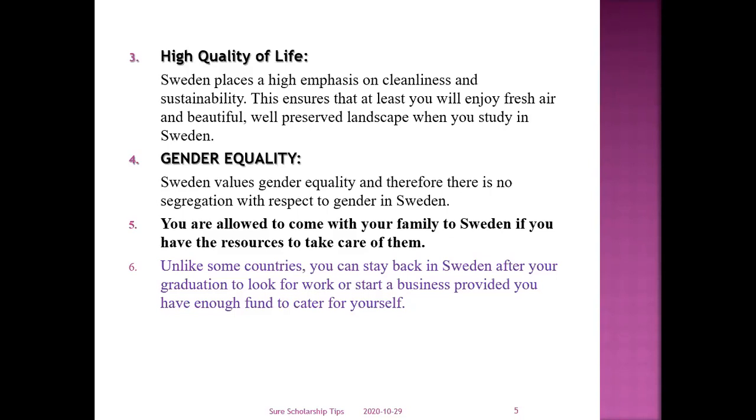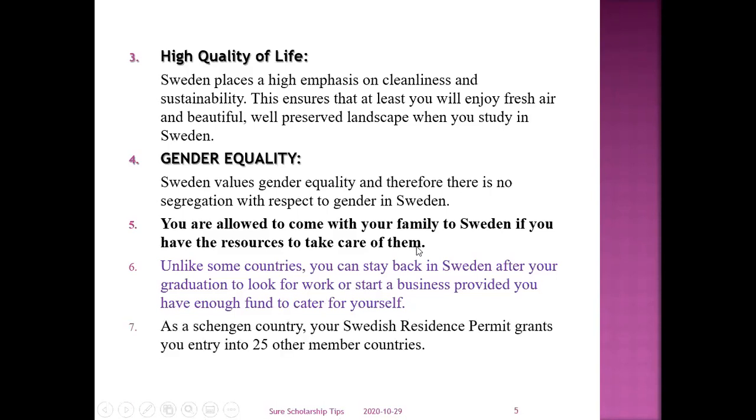But in Sweden here, it is not so. You can actually stay back after your studies to either look for work or to start your own business. They even have a separate permit for this. Upon your graduation, you apply for this permit that will enable you to stay longer to either look for work or start your own business. That is the beauty of Sweden for you. There are many countries you can't get this from.